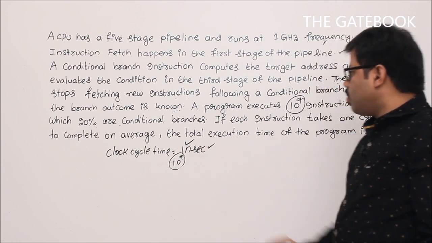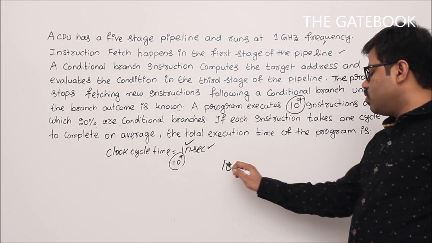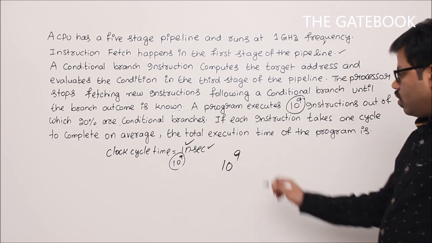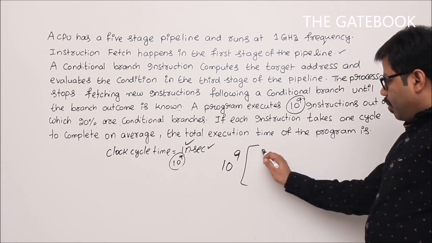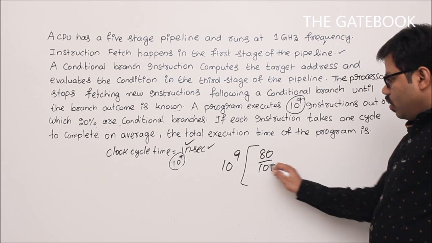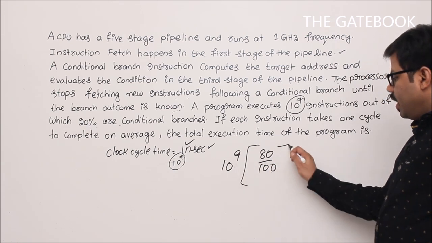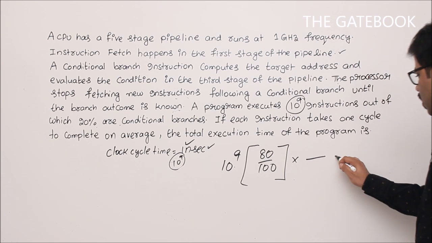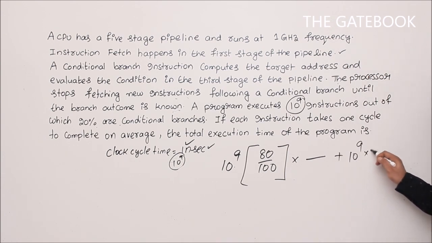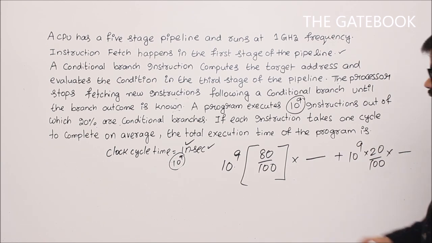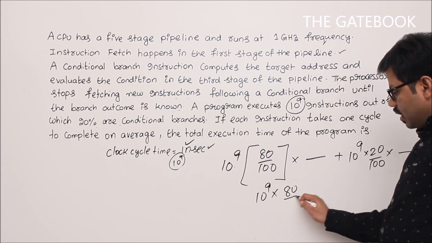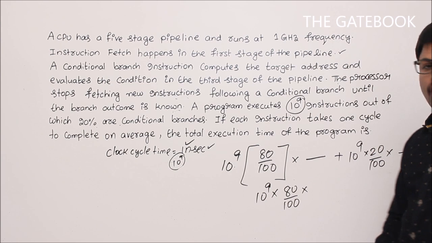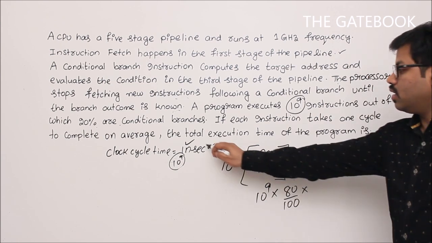So one more way of solving this problem is like this. First of all, how many instructions do you have? 10 to the power of 9, correct? So in 10 to the power of 9, 80% of the time you can do like this. Out of 10 to the power of 9 instructions, 80% of them are like this. In 10 to the power of 9, 20% of them are like this. Out of them 80% instructions take how much time? 1 clock cycle. 1 clock cycle means 1 nanosecond.